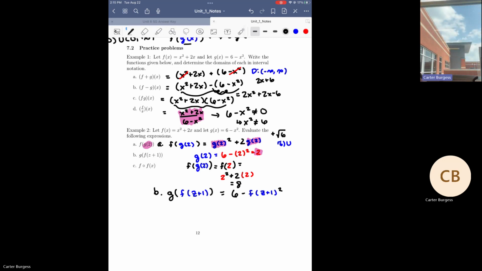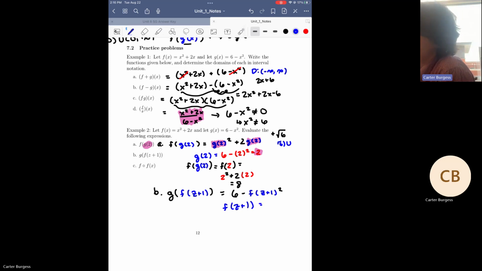At a very face value glance, that's all we're doing. It could almost be done, but can't actually be done here. Let's write out a little bit more as to what this is. How would I find f of z plus 1? What is this going to be equal to? Exactly. So we're taking all of our x values from f, replacing them with z plus 1.